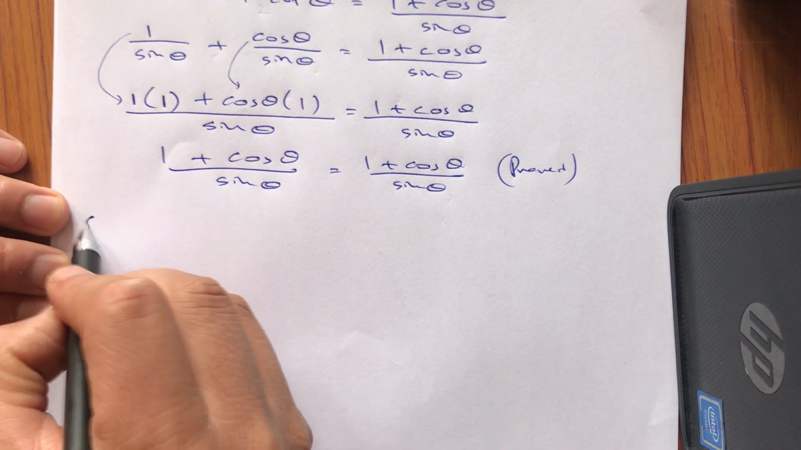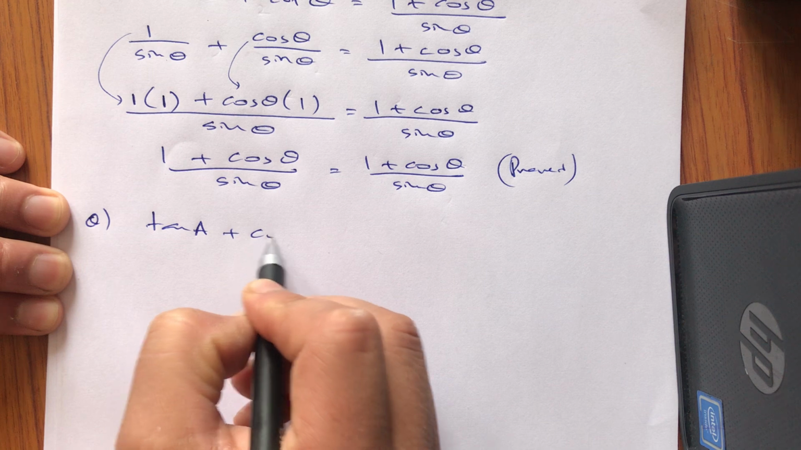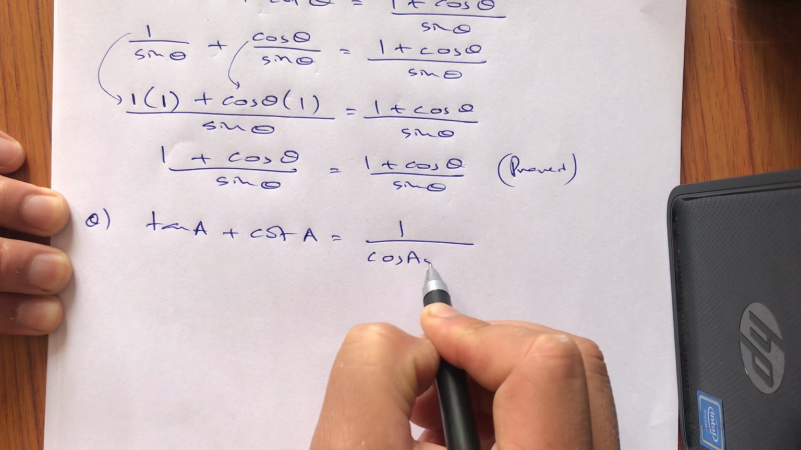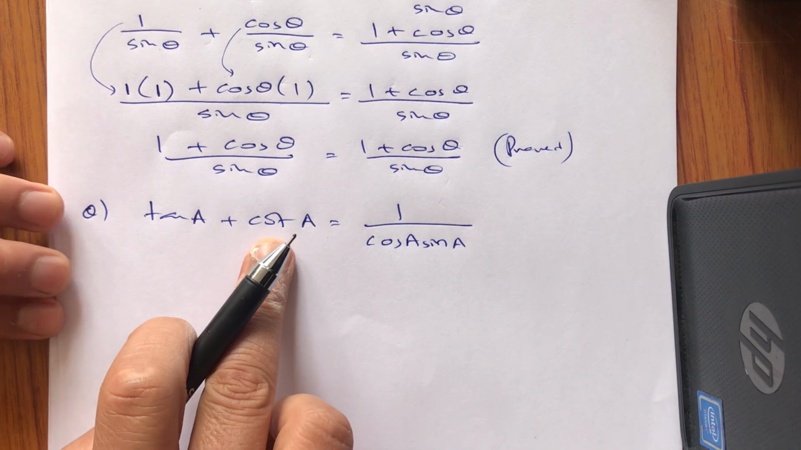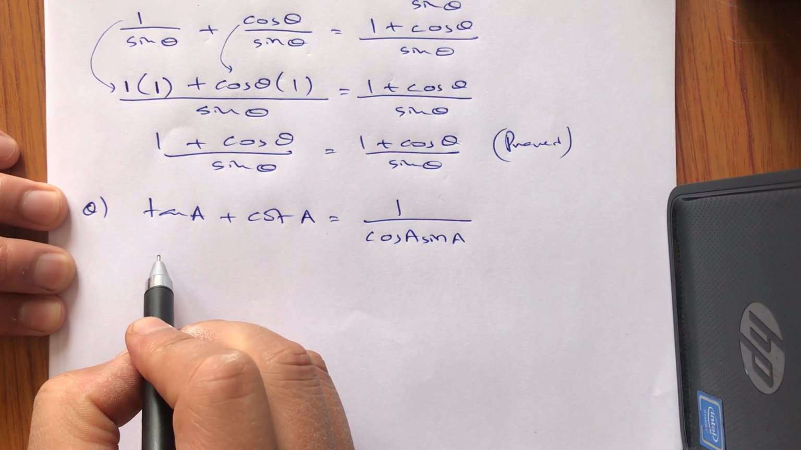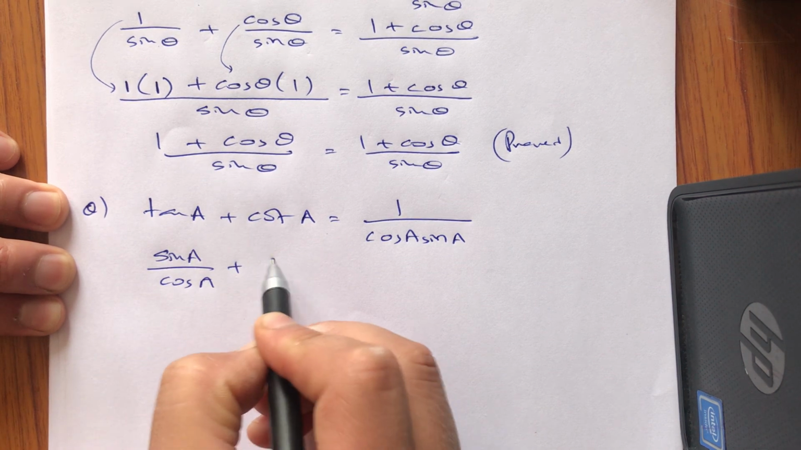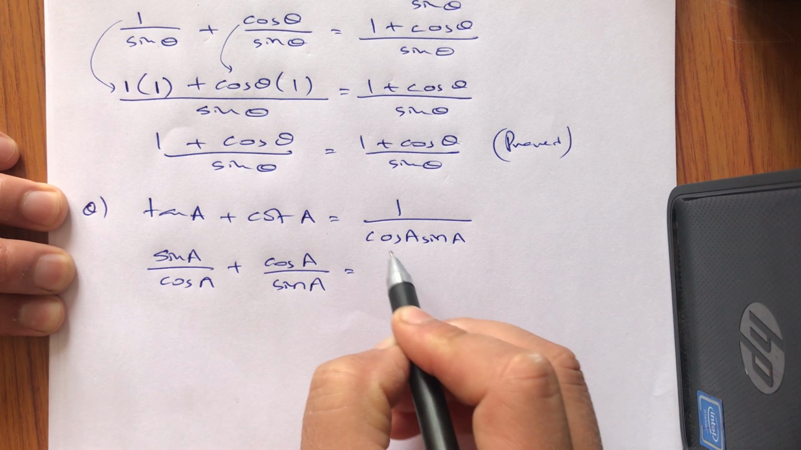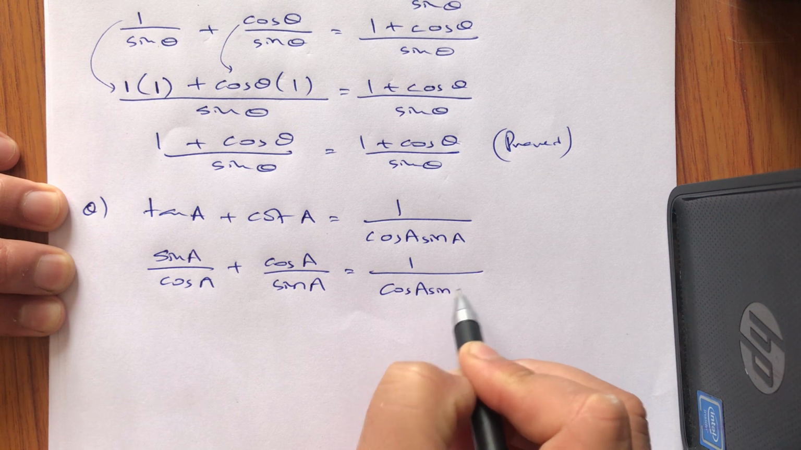Let's say I have another question: tan A plus cot A is equal to 1 by cos A sine A is what they have asked us to prove. Again, these two are not in sine and cos. Please convert. Tan A is equal to sine A by cos A. Cot A is equal to cos A by sine A. And then this is already in sine and cos, no need to do anything. I write it as it is.